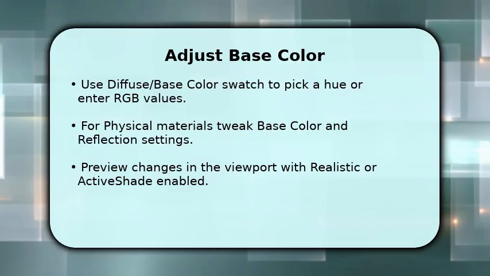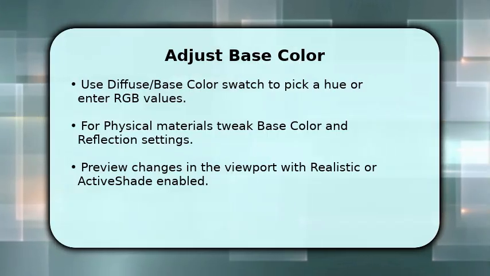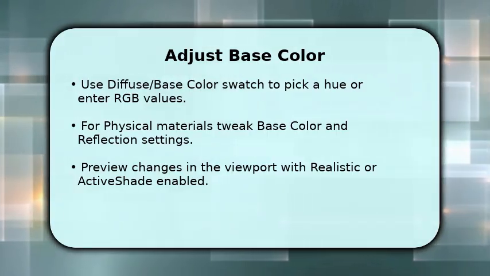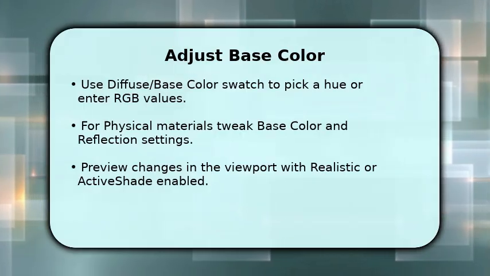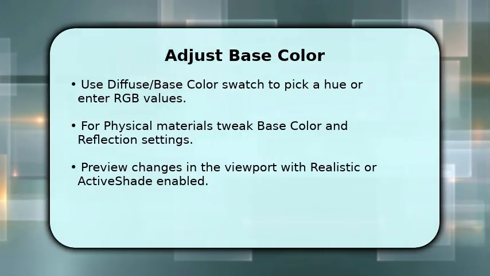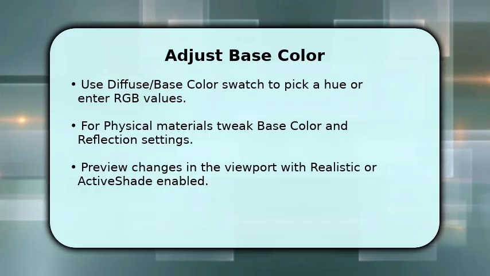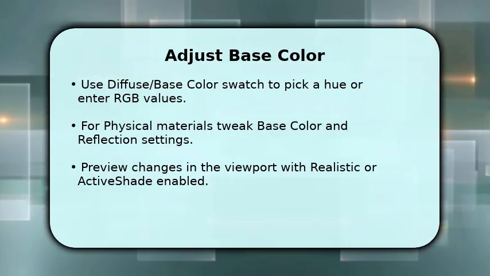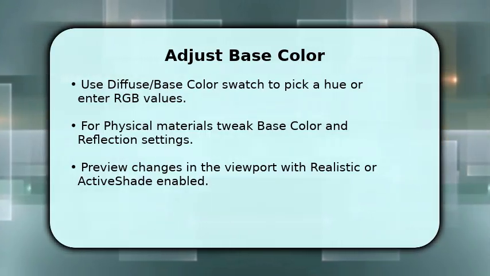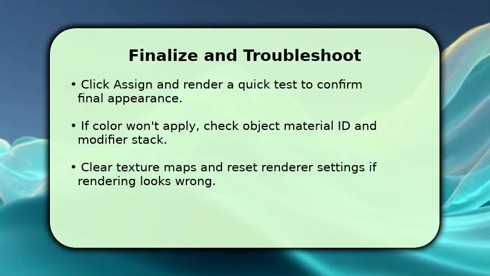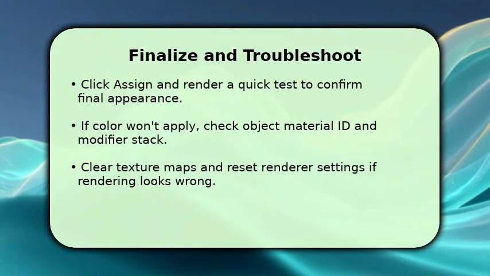Make sure to enable Realistic Viewport or Active Shade to see accurate results, otherwise you'll misjudge the finish. If the object uses textures, check the Map slot and disable or replace it to allow the solid color to show. You're nearly done. Click Assign if needed and run a quick test render to confirm the final appearance.